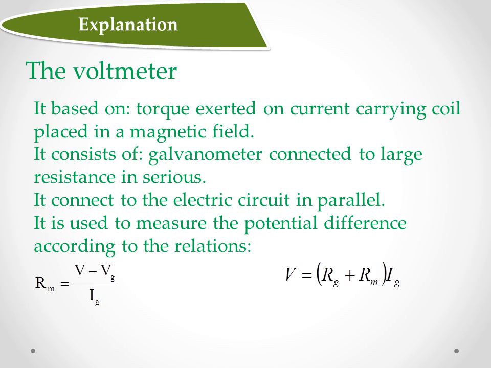Explanation. The voltmeter. It is based on torque exerted on a current-carrying coil placed in a magnetic field. It consists of a galvanometer connected to a large resistance in series. It is connected to the electric circuit in parallel. It is used to measure the potential difference according to the relations.